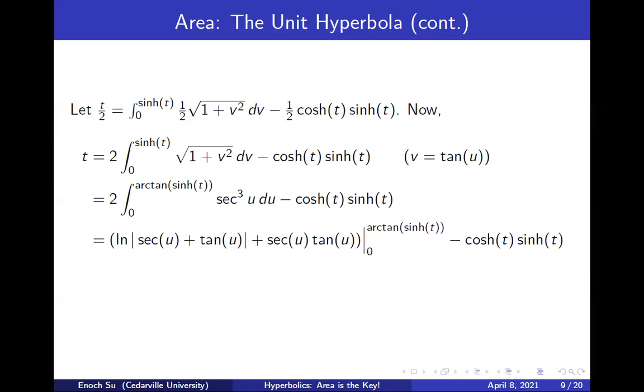Now we're going to use integration by parts on the 2 times the integral from 0 to arctan of sinh t of secant cubed u du. And when we do the integration by parts, we come up with this nasty looking formula: natural log of absolute value of secant u plus tangent u, plus secant u tangent u, from 0 to arctan of sinh of t, minus cosh t sinh t. So it looks really nasty, but upon working it out, we get something really nice: the natural log of cosh of t plus sinh of t. Again, we can assume these are positive because we are restricting ourselves to the first quadrant.